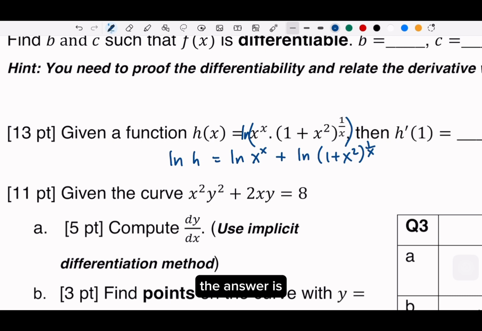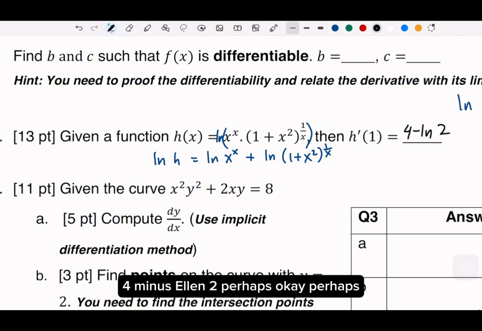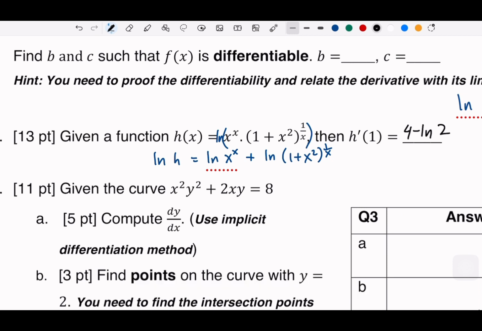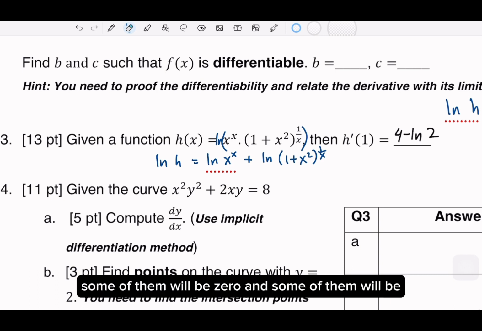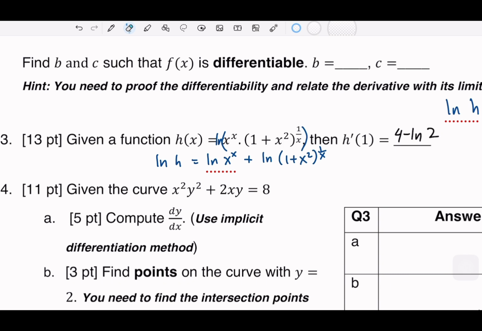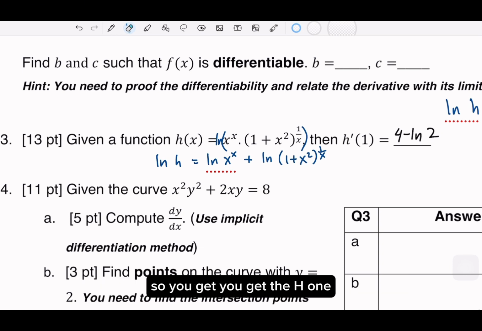The answer is, I think, 4 minus ln 2. Perhaps, okay, perhaps. So somewhere along the way, if you think that it's already derived and we have a clear complex expression, try to input 1. Okay? Some of them will be 0. And then this h here, we have 1 over h, right? This h, don't forget to take 1 here, and then 1, 1, 1. So you get the h1.